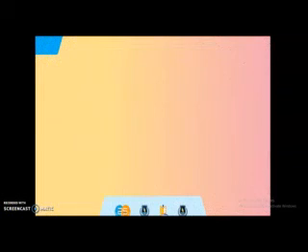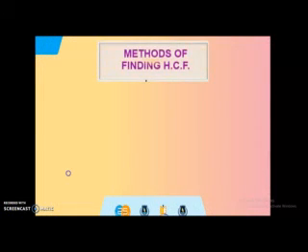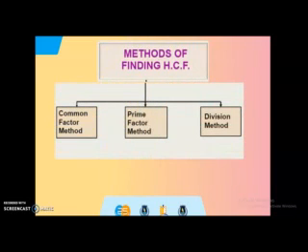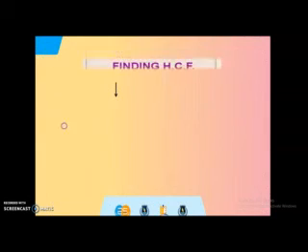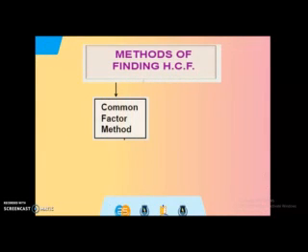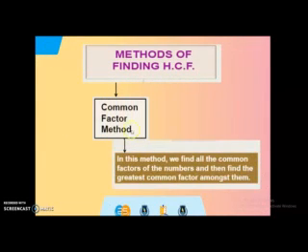Now, for finding the common factors, there are methods. Methods of finding HCF are the common factor method, prime factor method and division method. But today, we are going to do only one method, that is the common factor method. In this method, we find all the common factors of the numbers and then find the greatest common factor amongst them. So let us see the example.